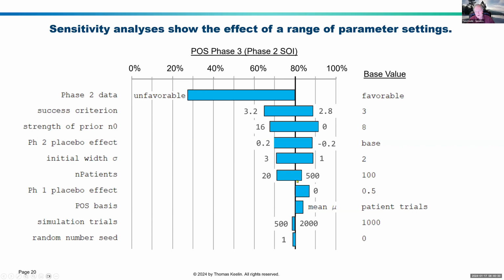Number of patients in your clinical trial, we used 100. If you moved up to 500, that would increase your probability of success a little bit. If you went down to 20, because your trials would not be as definitive, it would go down a little bit. There's a phase 1 placebo effect, and so forth. Number of simulation trials makes almost no difference. I used 1,000 in the base case, up to 2,000 wouldn't make any difference. Random number seed makes no difference. So anyway, all of these sensitivities, which are really all of the parameters in the model, are looking pretty sensible as far as I can see here.